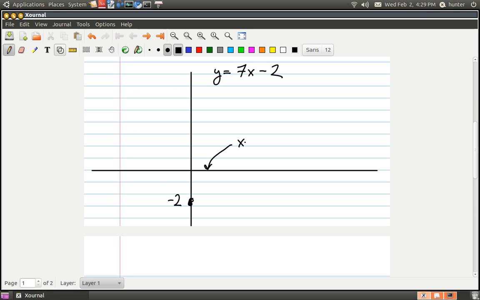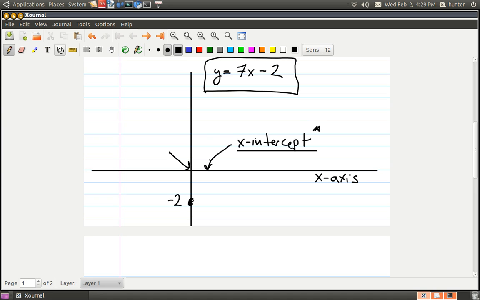So the x-intercept is the place where it crosses the x-axis. So how can I figure out what the x-intercept is? You should think the x-intercept happens where the y-coordinate is 0, right? So at the x-axis, for every point on the x-axis, the y-coordinate is 0. So how do I look at the x's that make this equation true along the x-axis? I just plug in y equals 0. Okay, so that will tell me what the x-intercept is. So I can just solve the equation 0 equals 7x minus 2, because I plug 0 in for y.